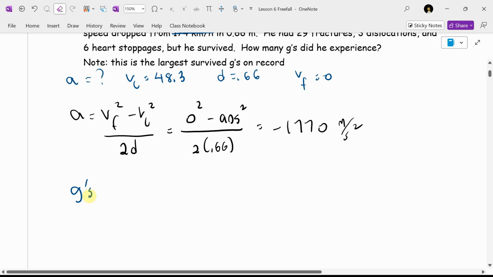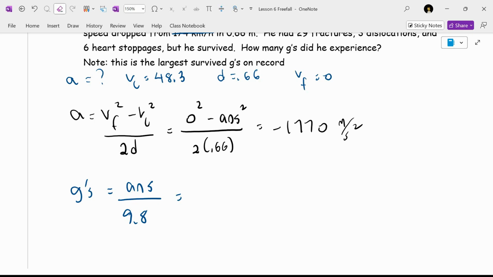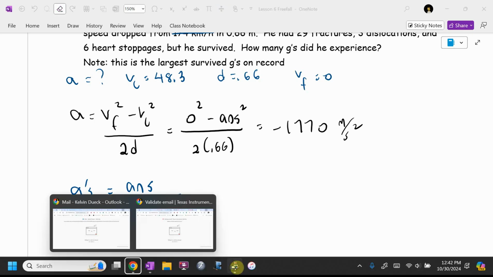So G's, I think Afan already crunched the number because I saw his eyebrows raise. It's going to be my answer button divided by 9.8. How many G's did he pull and survive? It's pretty high. Afan, what'd you get?